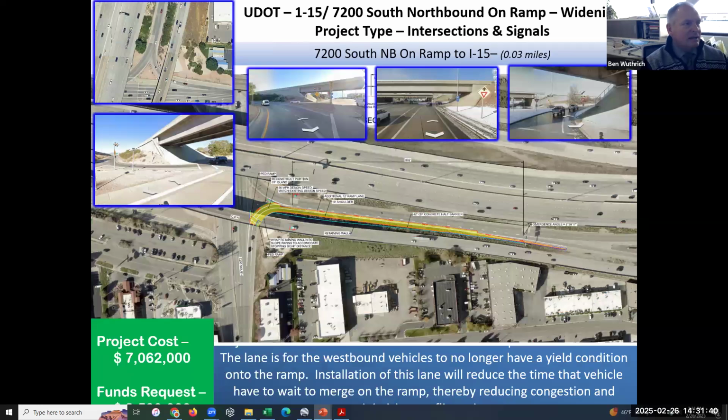The next project is a request from UDOT. This is on I-15 7200 South northbound on-ramp. It's to widen the on-ramp for an additional lane. This project's estimated to cost a little more than $7 million, and the funds being requested is $3.5 million.